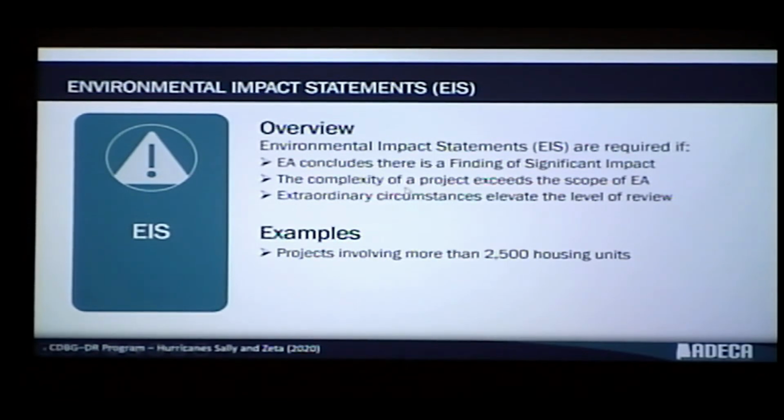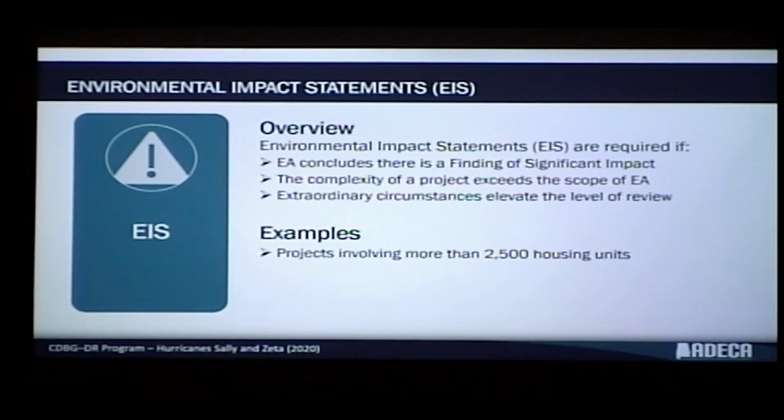And then the largest one would be the environmental impact statement. The environmental impact statement is required when the ER concludes that there is a finding of significant impact to the environment. The complexity of the project exceeds the scope of the EA, so there are extraordinary circumstances. An example here would be more than 2,500 housing units. Another example I can think of, which I saw, was where they took out a forest to build a power plant. That's a huge impact statement.